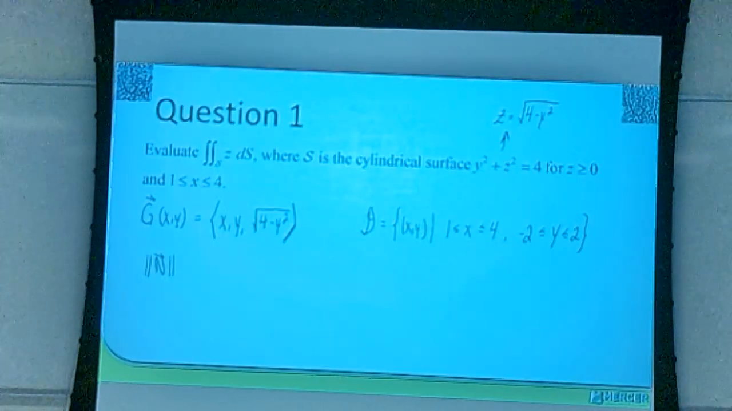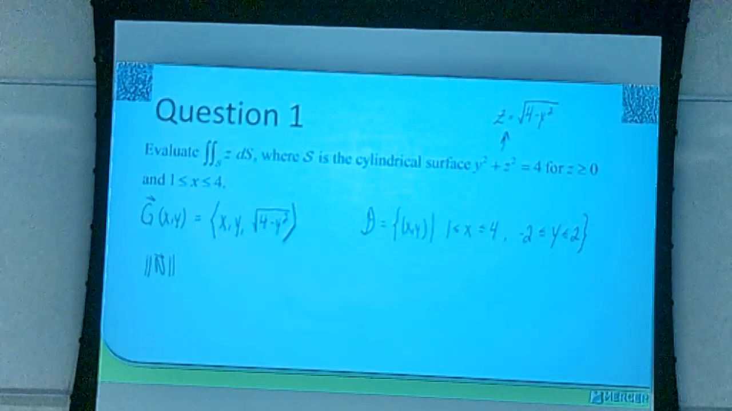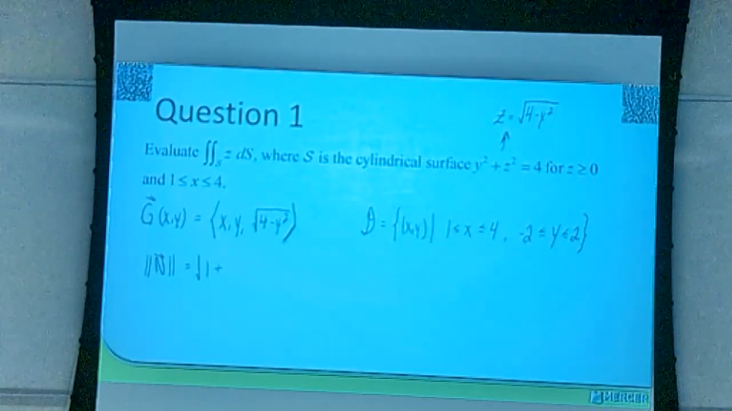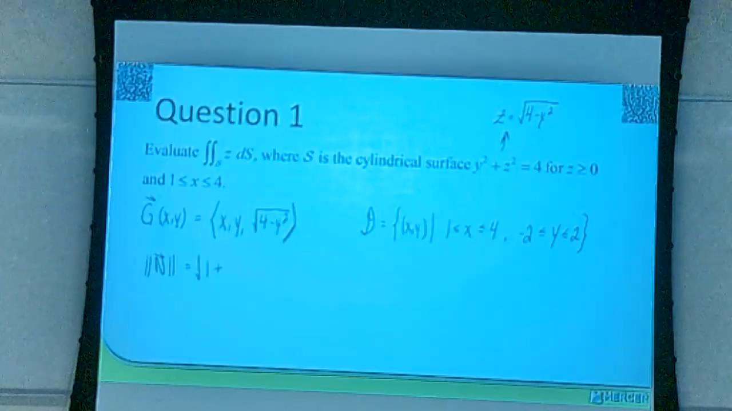We now need the norm of the normal vector. And again, it was derived already, so I'm not going to go through it again. For a parameterization of this form, where z is a function of x and y, it's the square root of 1 plus the partial of little g with respect to x squared.